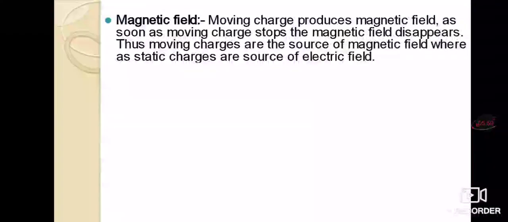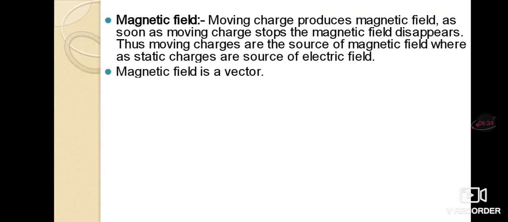Next, we are going to discuss what a magnetic field is. We already know from the first chapter that the static charge is the main source of the electric field. But here, whenever the charge flows, only then do we get a magnetic field. So, moving charge produces a magnetic field. As soon as the moving charge stops, the magnetic field also stops. Thus, moving charges are the sources for the magnetic field, whereas static charges are the source for the electric field.